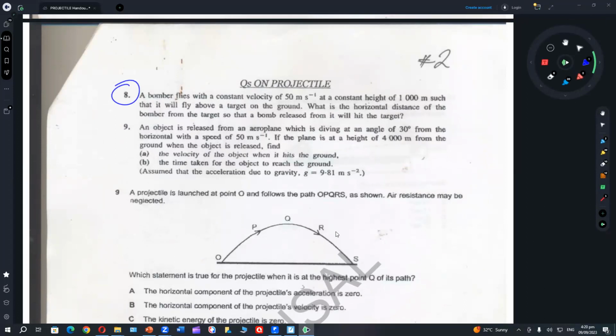Look at the first question. A bomber flies with a constant velocity of 50 meters per second at a constant height of 1000 meters such that it will fly above a target on the ground. What is the horizontal distance of the bomber from the target that a bomb released from it will hit the target? I have shown you an animation today also. So now you have to read the question and make the data. First, read the question again.